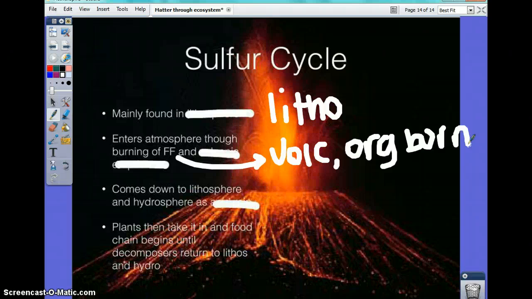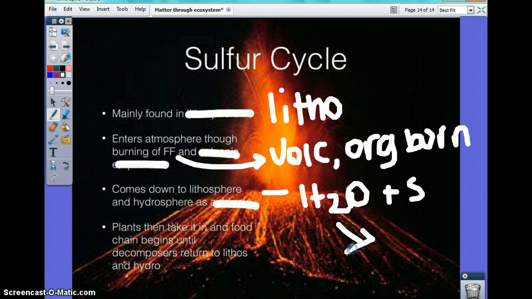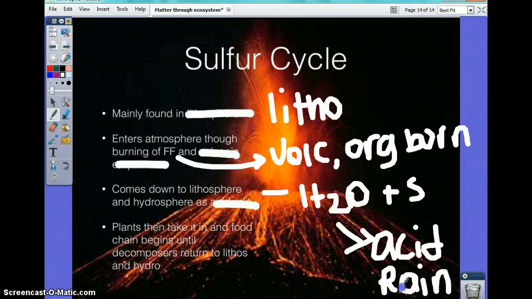So when it's released into the atmosphere, it reacts with, I want to say, hydrogen and other stuff to create acid rain, and that's how it comes back down to the lithosphere and hydrosphere. What else reacts with hydrogen to form acid rain? Nitrogen, good. So that's how it returns back to the earth. And then from there, plants take it in and the food cycle begins until the decomposers return it back to the lithosphere and hydrosphere.